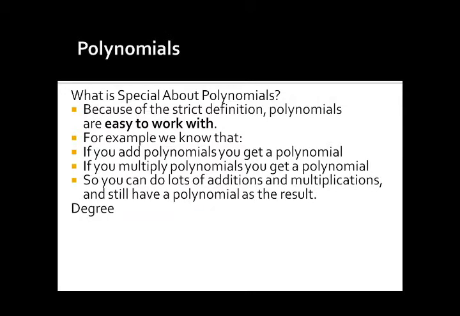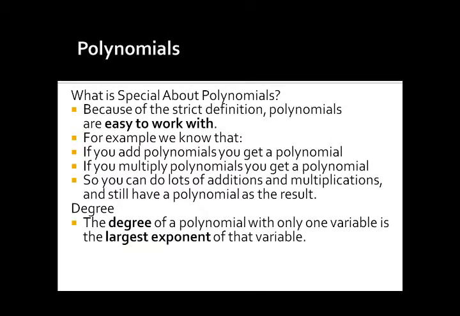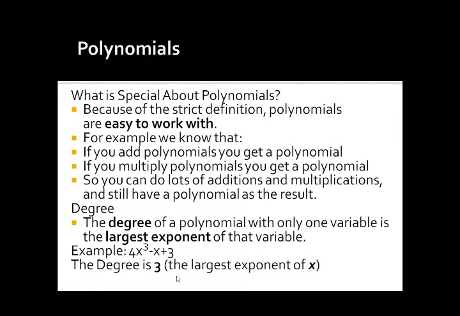Now we're discussing the degree of a polynomial term. The degree of a polynomial with only one variable is the largest exponent of that variable. So for example, 4x cubed minus x plus 3. The degree of this polynomial is 3, the largest exponent.